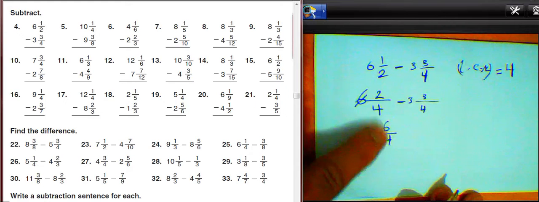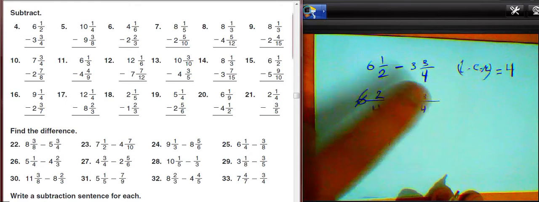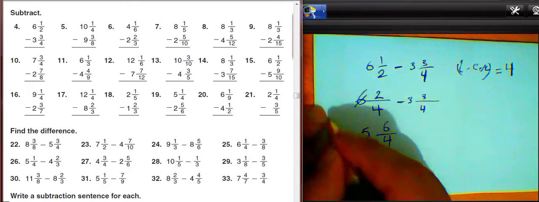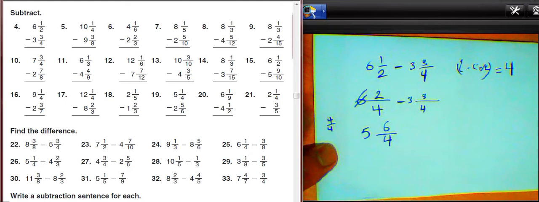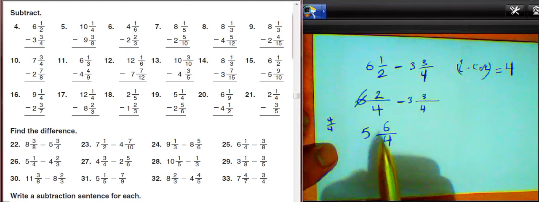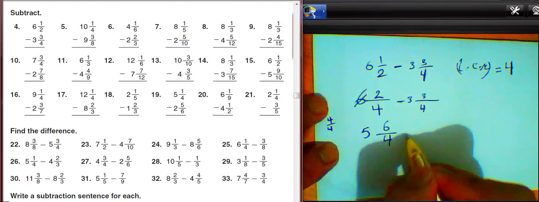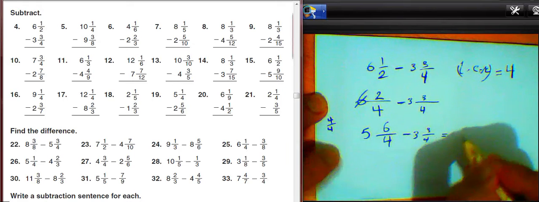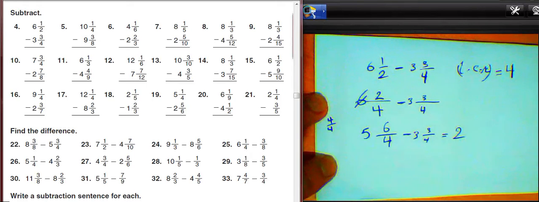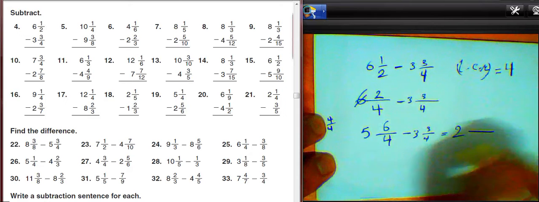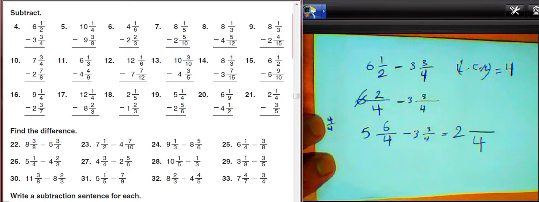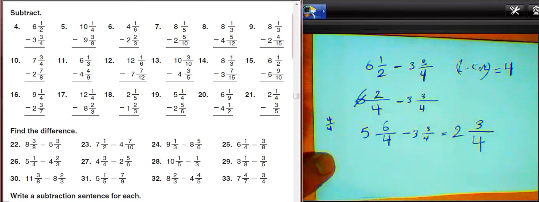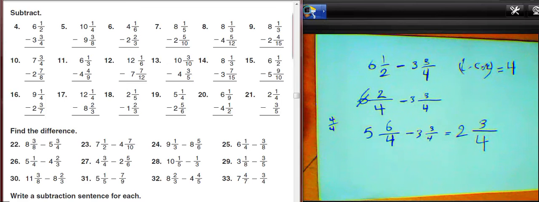Why? Because we can't subtract 3 from 2, so we must borrow 1 from 6. 6 will be 5, and 1 was 4 over 4. 4 over 4 plus 2 over 4 equals 6 over 4. Subtract 3 and 3 over 4. 5 subtract 3 equals 2, and we can write 4 in the denominator here. 6 subtract 3 equals 3, so the result will be 2 and 3 over 4.